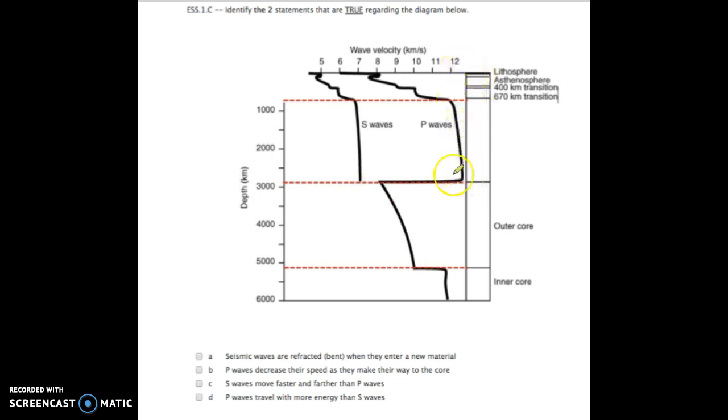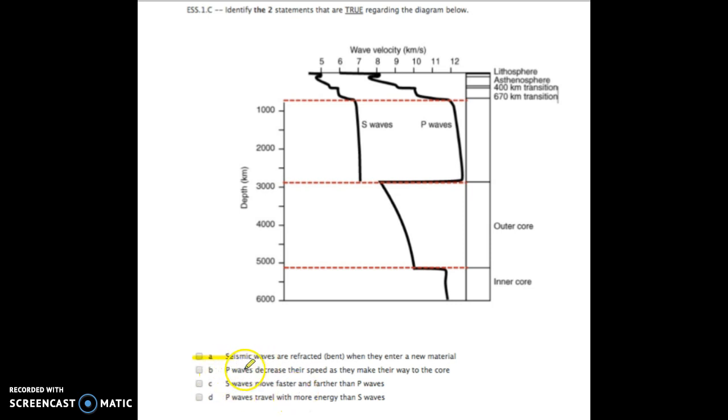It goes from a 12 pretty much always to an 8. So we're going 12 kilometers per second, and now all of a sudden we drop to 8 kilometers per second. So now we're in the outer core. And again, it's gradually picking up speed, and then all of a sudden an abrupt change. Okay, and that's when we hit the inner core. So we do know that they're refracted or bent when they enter a new material.